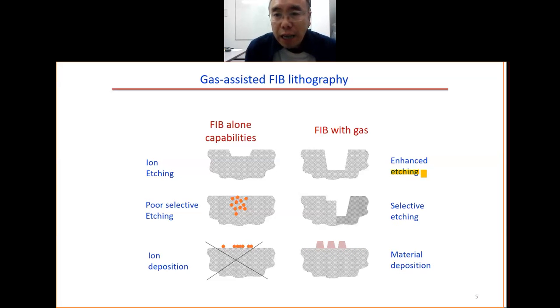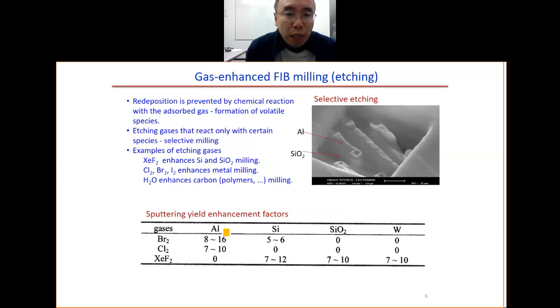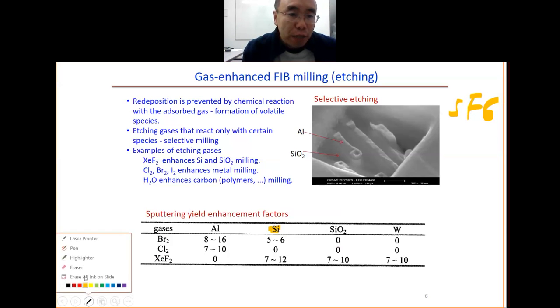Let's look at the etching first. What gas will help the etching? For example, to etch silicon, we know that fluorine gas will help. When we do RIE, we normally use a gas like SF6. But with the ion beam, we use xenon difluoride instead. Xenon difluoride is similar to SF6, but there is no plasma. Xenon is a noble gas, so the bonding is not very strong, so there is a chance that the F will come out.